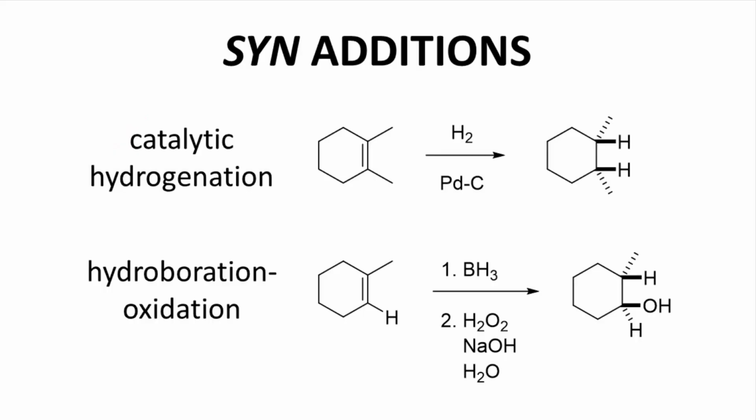One common example of a syn addition is the catalytic hydrogenation. Both added hydrogens are on the same face, the cis product. The hydroboration oxidation is a two-step process. The initial hydroboration is the syn addition, and the OH replaces the carbon-boron bond in the second step with no change in the stereochemical configuration. So both the added H and OH end up on the same face of the structure, a syn addition.